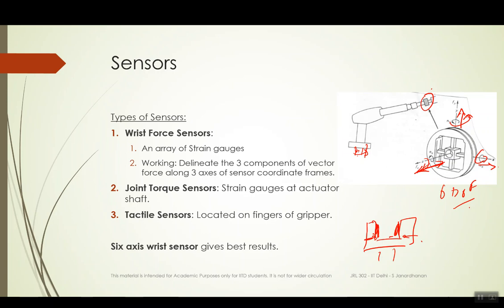In most operations where you can have multiple tasks to be done, six axis wrist sensors, something like this, are used, where there are six strain gauges in different directions.